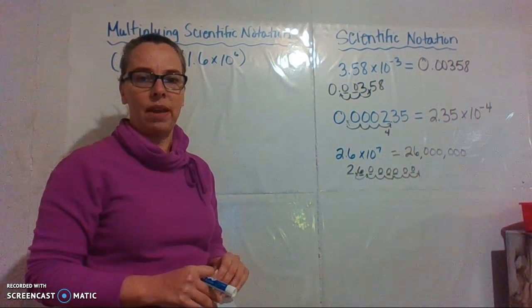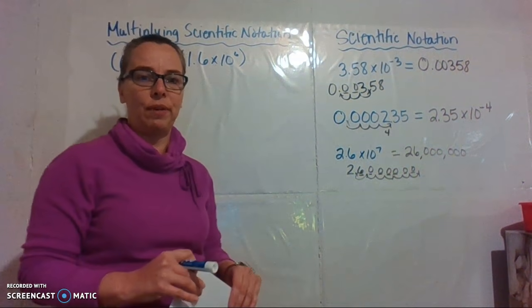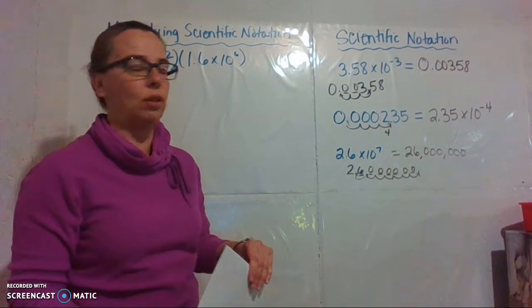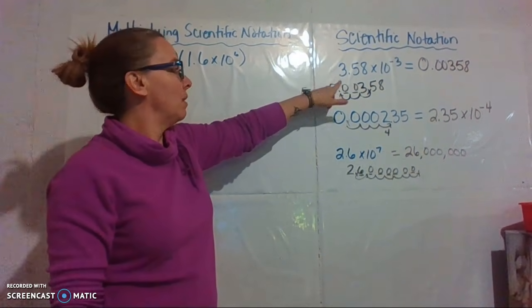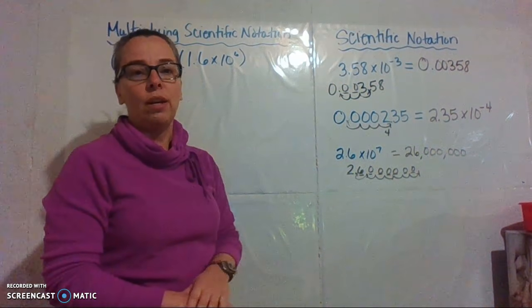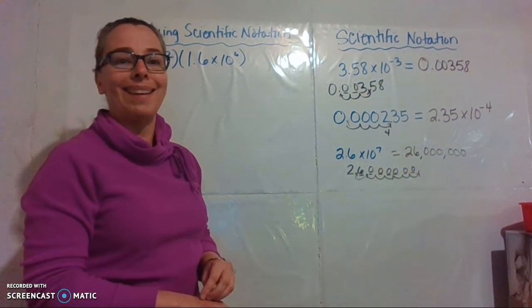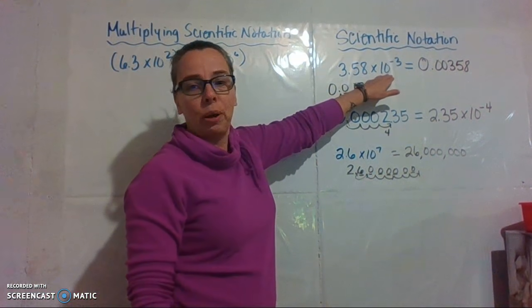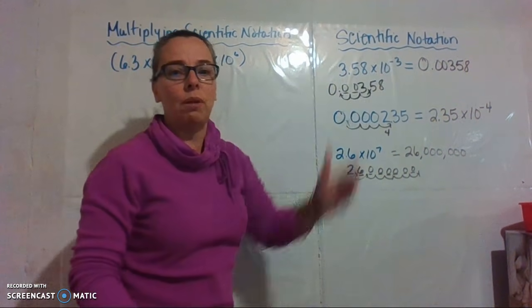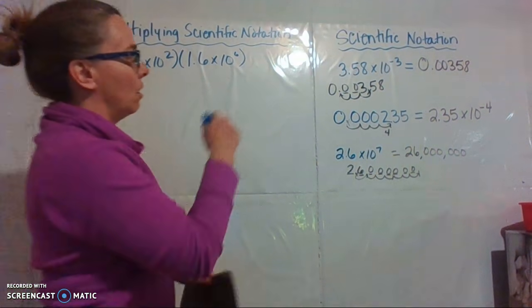Alright, ladies and gentlemen, I've got some work on scientific notation, specifically on how to multiply scientific notation. Just remember, when you write scientific notation, the first factor needs to be equal to 1 or greater than 1, but less than 10. The second factor has to be a power of 10, so 10 to some power. Just a couple of things to remind yourself.